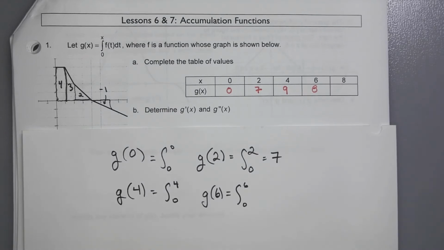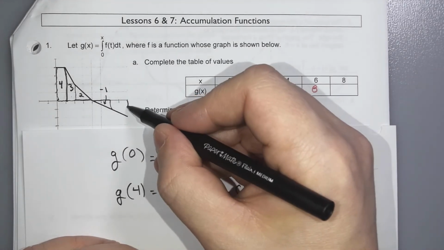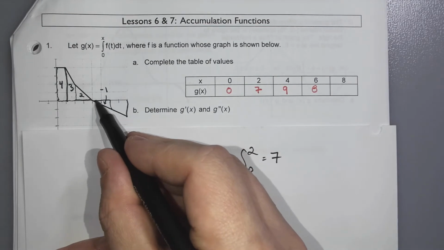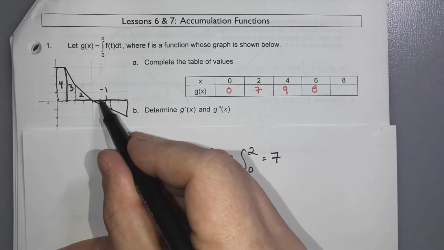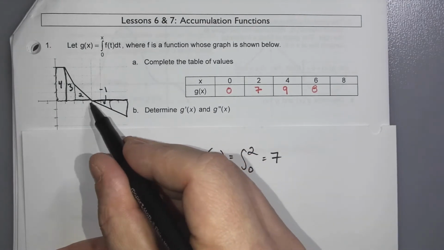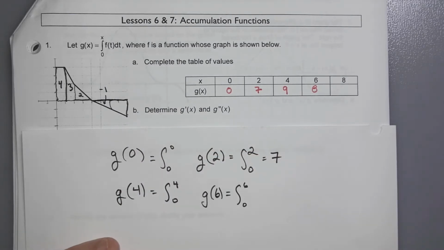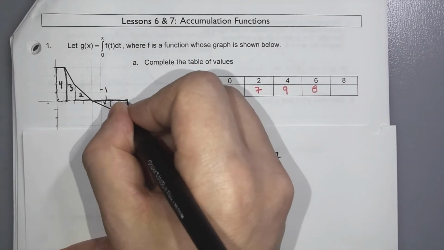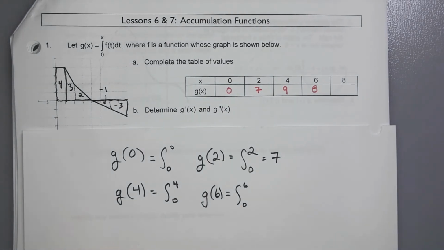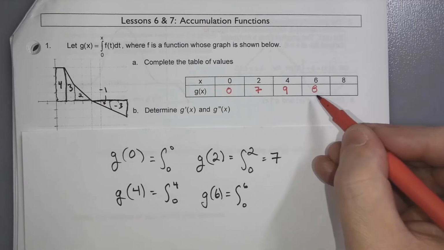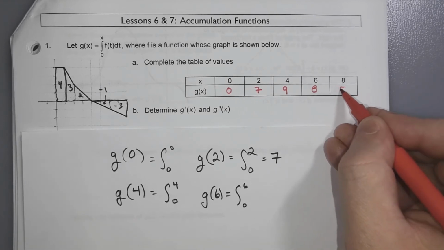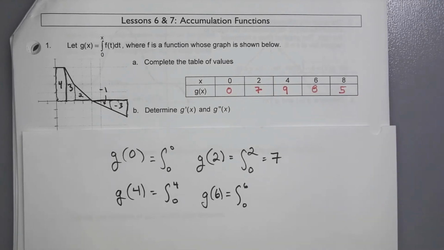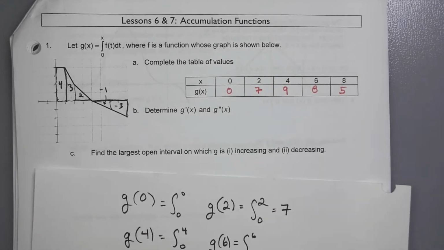On that last little part, as we get out to 8, now we're actually subtracting all of this, which is 1, 2, 3, 4 by 2. 4 times 2 is 8. 8 divided by 2 is 4. So this additional part must be a minus 3. And so if I subtract 3 more from our current accumulation, we'll now have 5. And so that's how you fill in the table of values doing separate integrals.